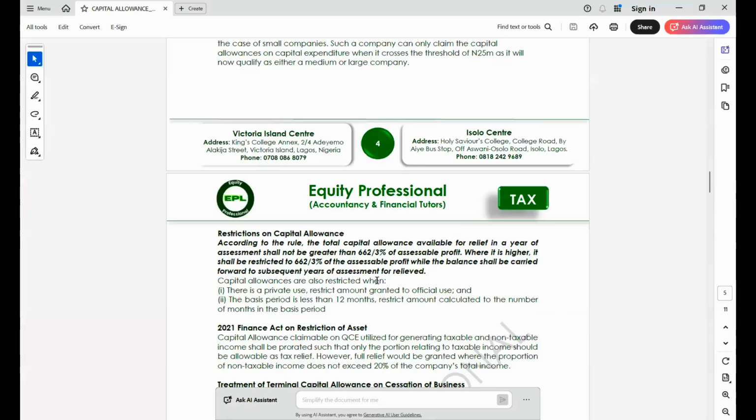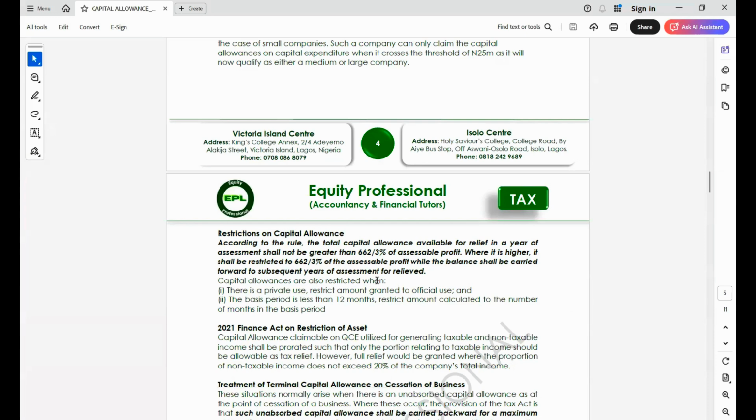But there may not be a restriction where the company is a manufacturing company. Where the business is into manufacturing, so where the business is a manufacturing entity, there is no restriction of capital allowance. Please, let us be mindful of that.